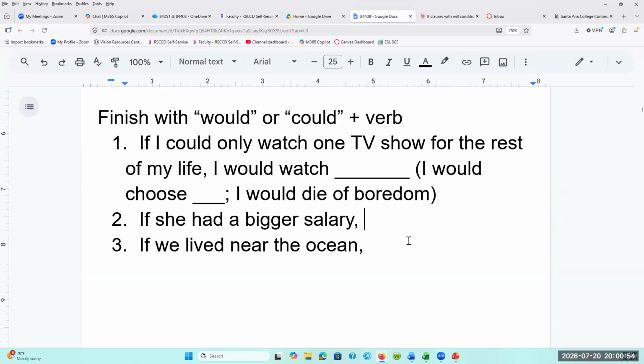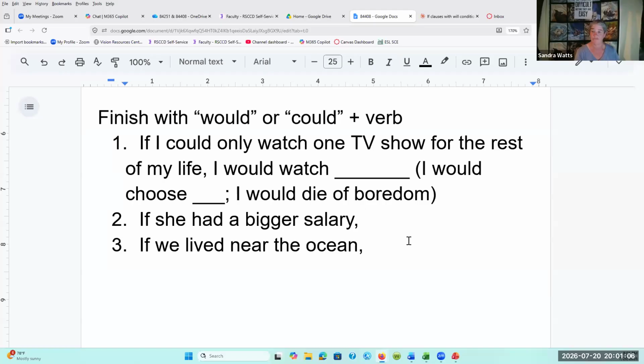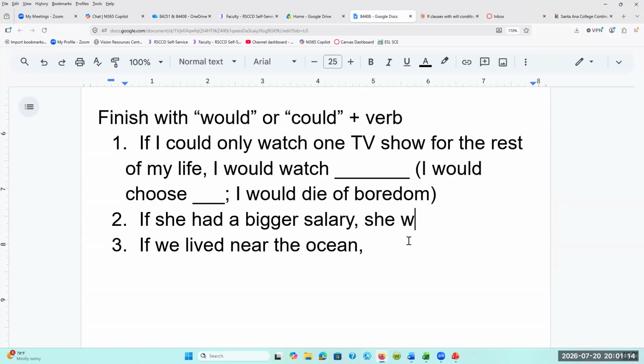All right. If she had a bigger salary, I could buy a new house. She could buy a new house. If she had a bigger salary. See, good. There you go. Buy a new house.